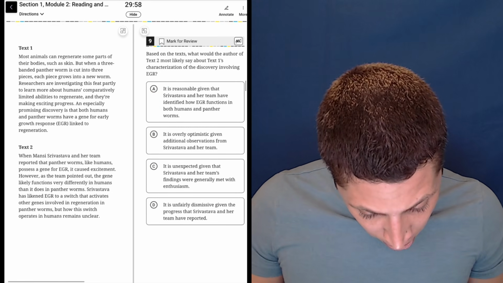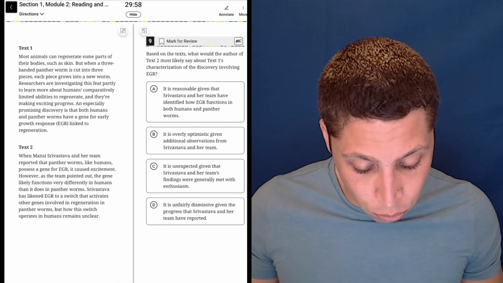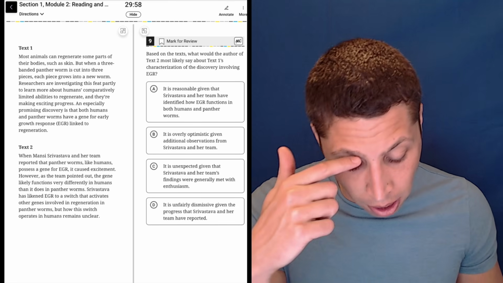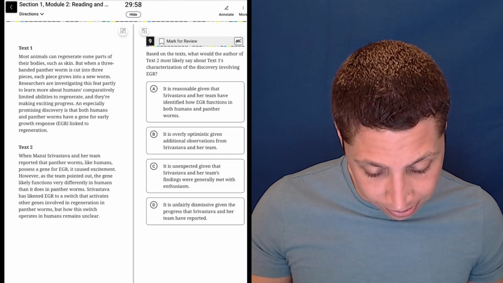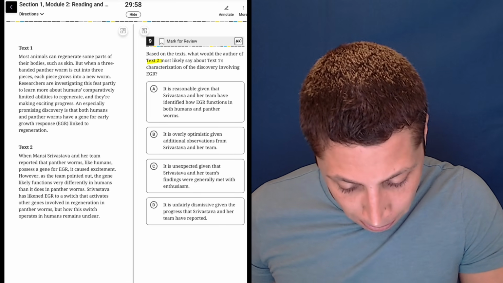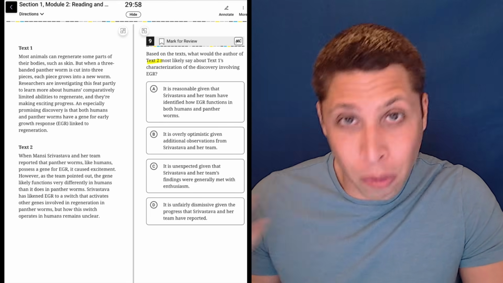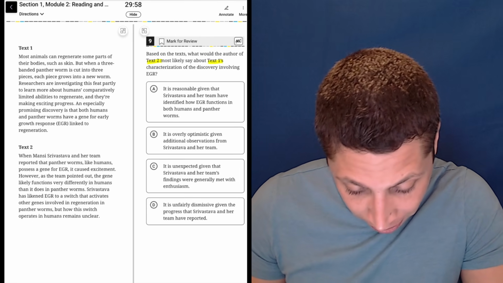All right. Based on the text, what would the author of text 2 most likely say about text 1's characterization of the discovery involving EGR? So I'm still unsure what my strategy for these is. I guess I should read text 2 first so I know what text 2 is thinking, and then I can compare that to text 1. I don't really know. Let's do that. Let's see if that helps here.